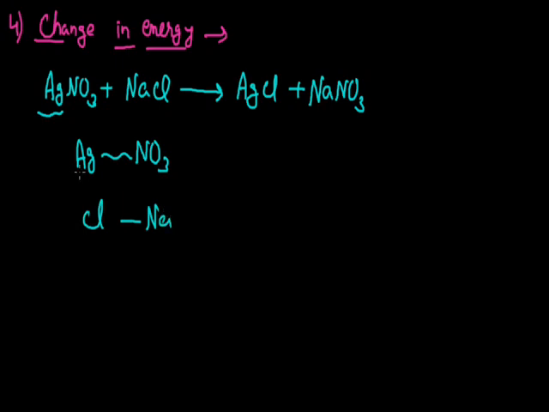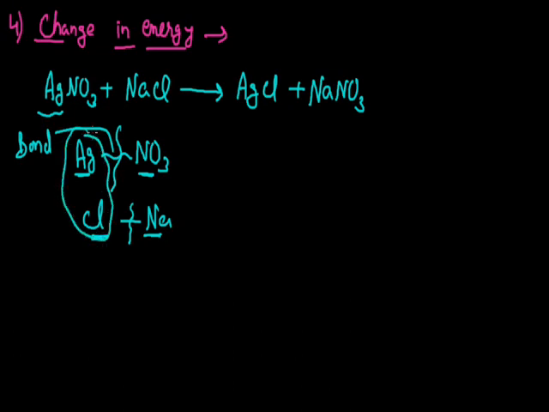So initially this silver was bonded with NO3 and sodium was bonded with chlorine, but when they participate in this change, now this nitrate, this force of attraction, that can also be termed as chemical bond, breaks between silver and nitrate, same as the chemical bond between sodium and chlorine breaks, and a new bond is formed, or a new force of attraction is developed between silver and chlorine.